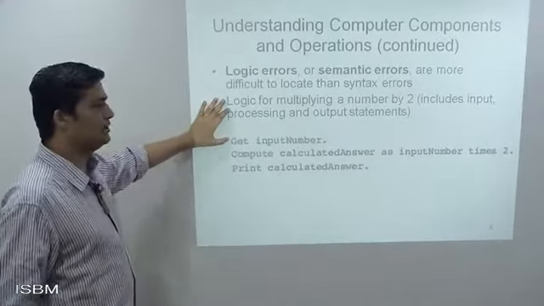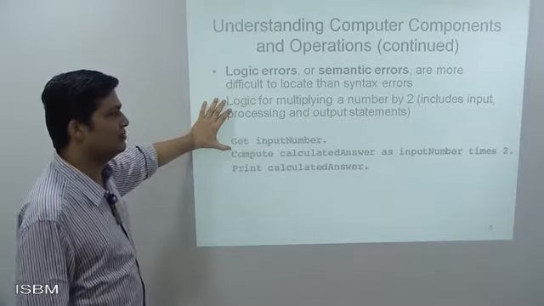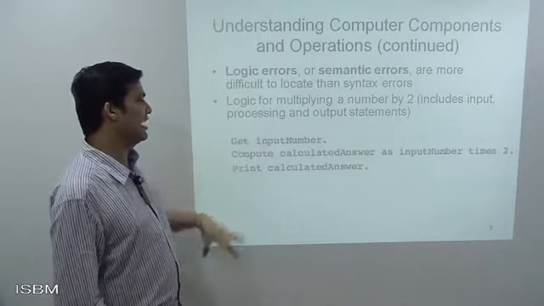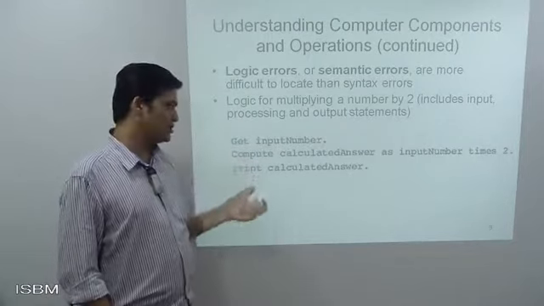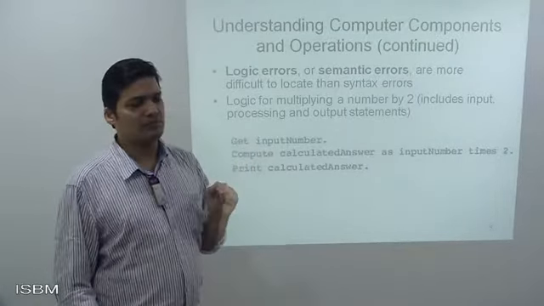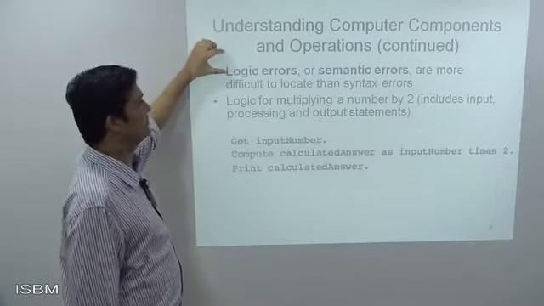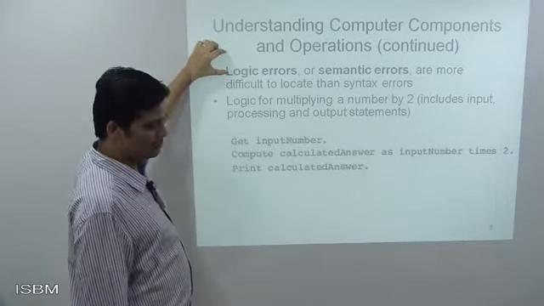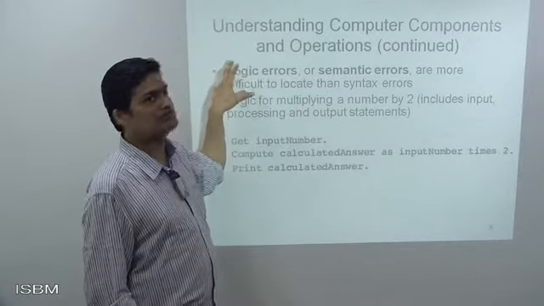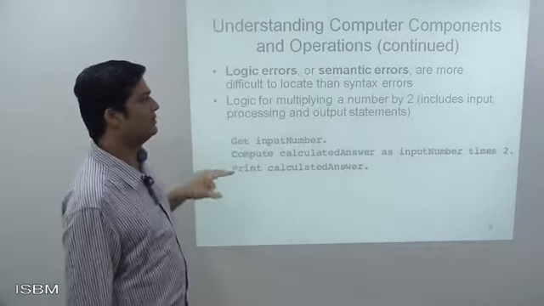So: get input number, compute calculated answer as input number times 2, print calculated answer. This is the kind of instructions we are going to give to the system, just like get input number. Suppose you make a program and on the input screen you have given two input boxes in which you need to write two numbers. You have given 10 in one box and 10 in another. So 10 into 10, 100.